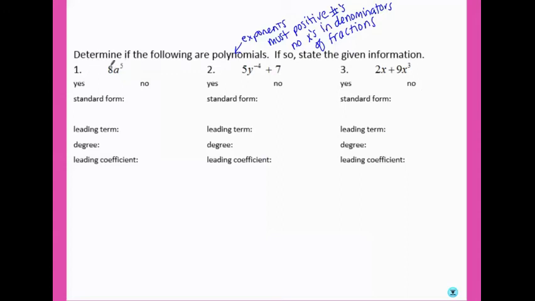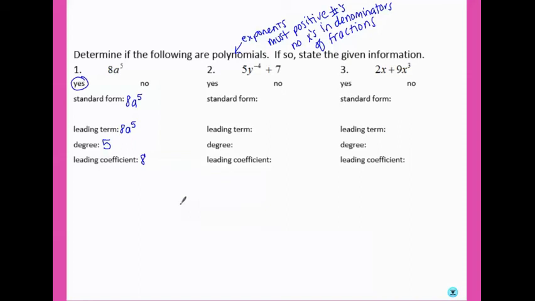So number 1, 8a to the 5th. The exponent is positive, so yes, this is a polynomial. Standard form, since we only have one term, it'll also be the first term. The leading term, 8a to the 5th. The degree would be 5. And the leading coefficient would be 8.